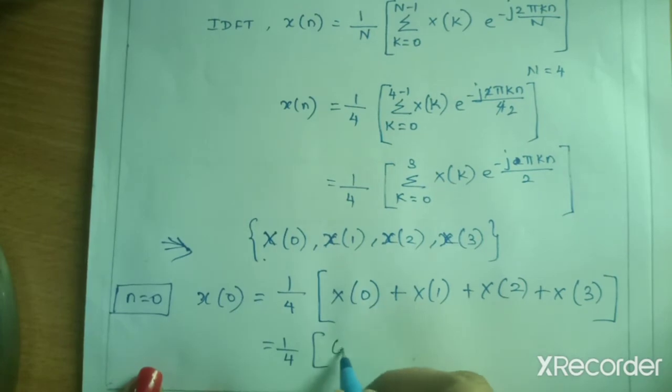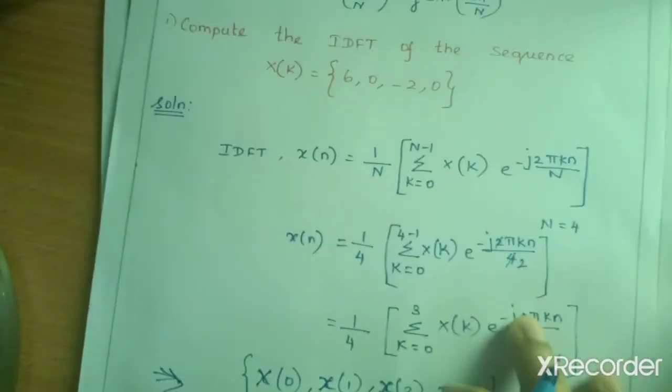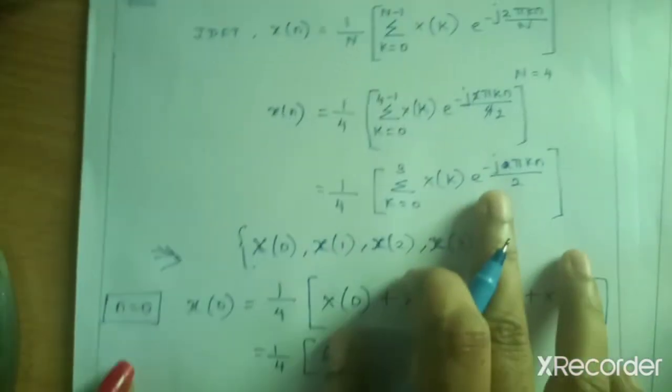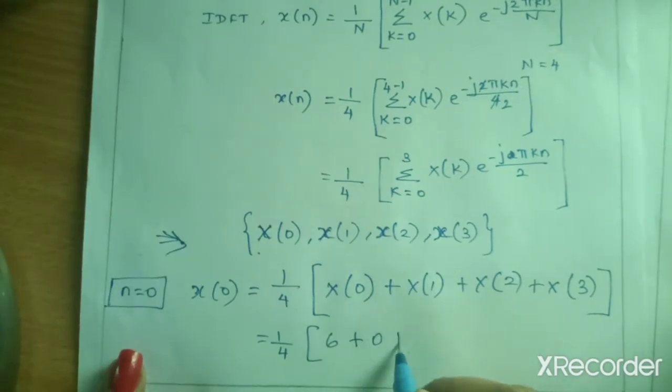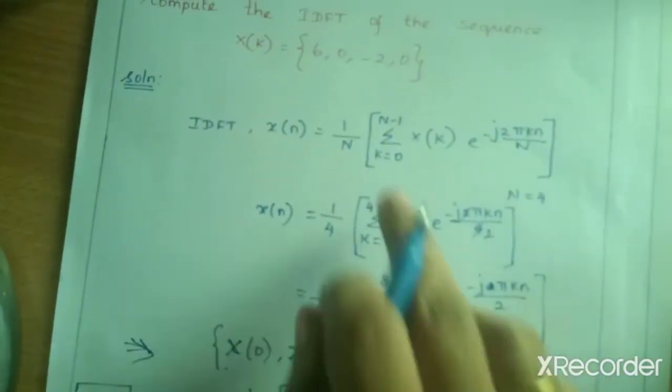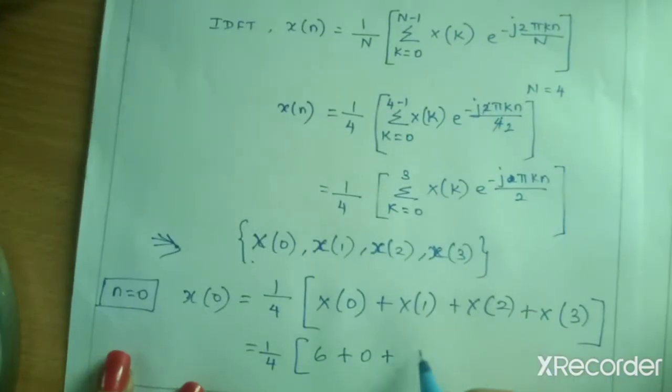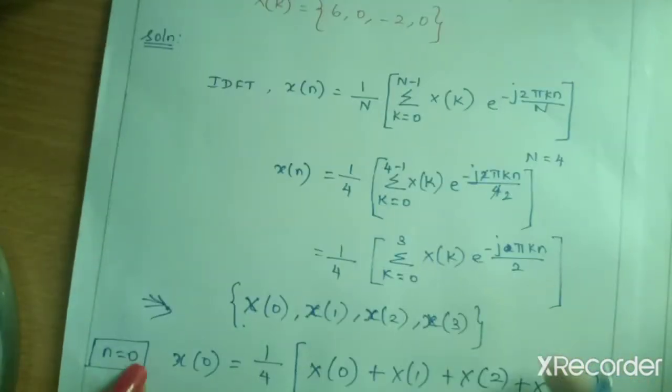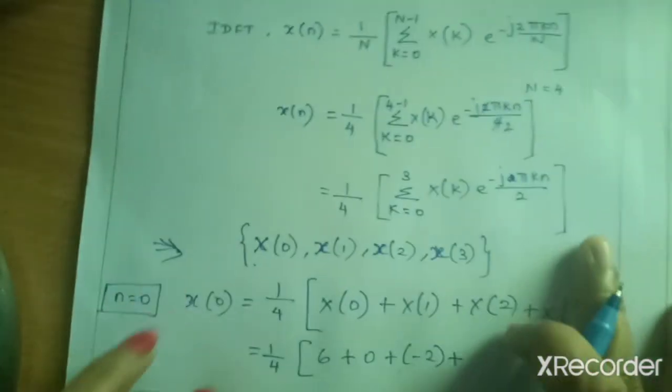So x of 0 will be 6, plus x of 1 will be 0, plus x of 2 will be minus 2, so minus 2, plus x of 3. X of 3 will be 0.